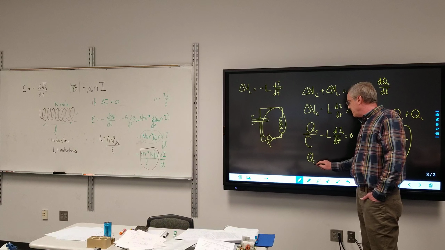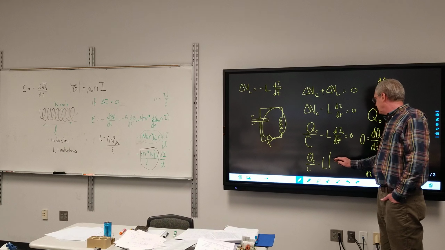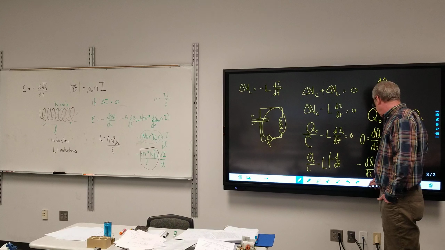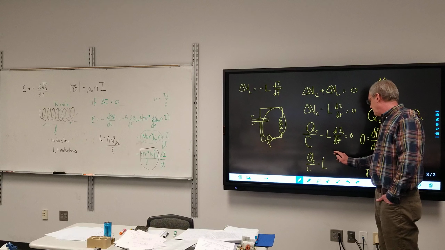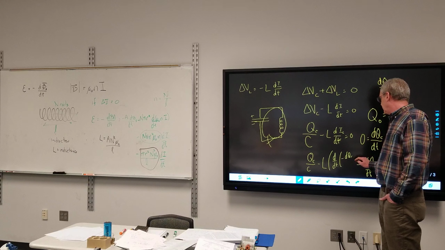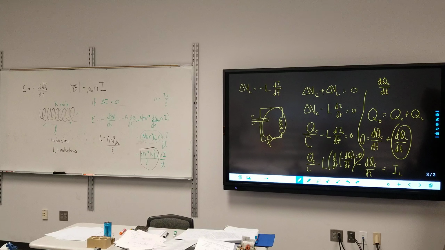So I have the charge that's on the capacitor divided by the capacitance minus L times negative d/dt. Actually, L times d/dt of negative dQ_C/dt equals 0. So I have a second order differential equation. Fortunately, there's no single integral in there, so it's relatively simple to solve. All right, questions up to here?